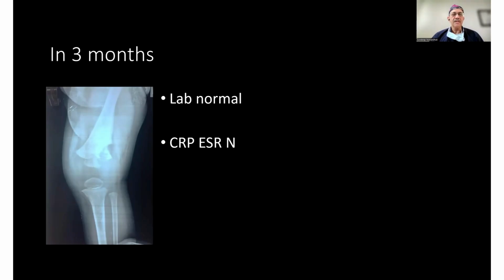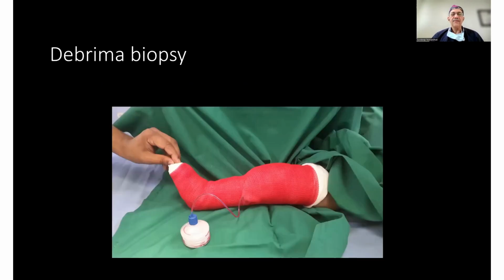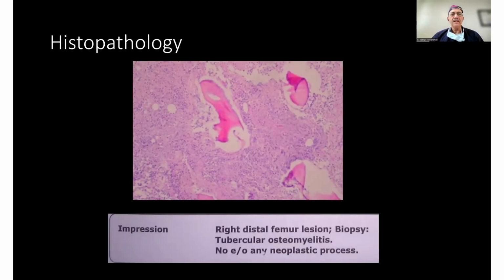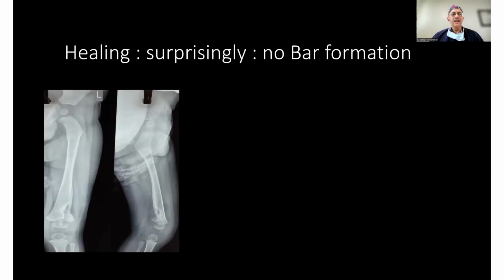His labs were normal, CRP and ESR were normal, but advanced imaging in the form of MRI showed a large soft tissue mass straddling the epiphysis with a suprapatellar effusion. And we decided that this needs biopsy. You can see that lesion across the physis. After debridement, biopsy, and immobilization, the histopathology revealed a tubercular osteomyelitis showing the classic giant cells and granulomas, and the microbiology showed scanty AFB, confirming the diagnosis.